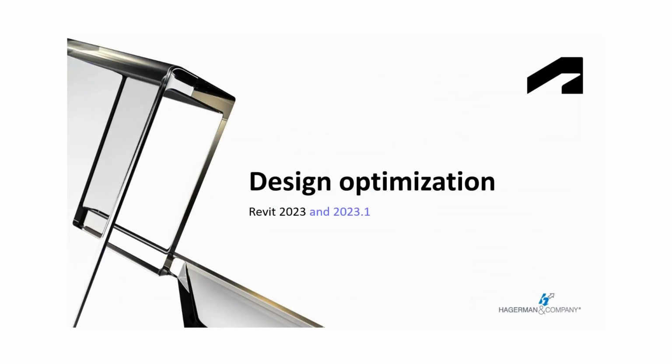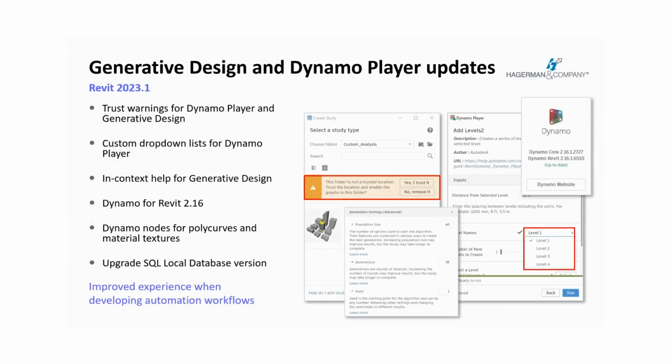And just a couple more key themes to go. Here is a look at the improvements to design optimization. This is always one of my personal faves, the user experience enhancements to generative design and Dynamo Player will help you meet your computational design goals more efficiently. If a graph is not in a trusted folder location, the GD panel now displays in-context descriptions to better understand the generation settings and optimization studies.